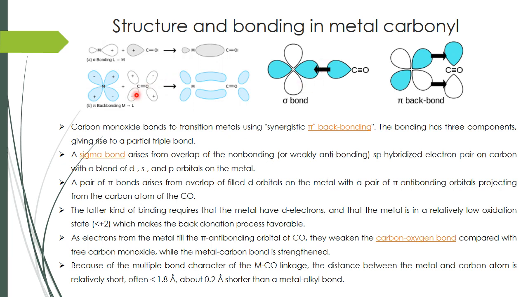Once the electron density moves from the ligand to the metal atom, the metal atom becomes electron rich, because, as we discussed on the previous slide, the metal atoms are in the zero oxidation state. Once electron density moves from the carbonyl group to the metal atom, the central metal atom becomes electron rich.